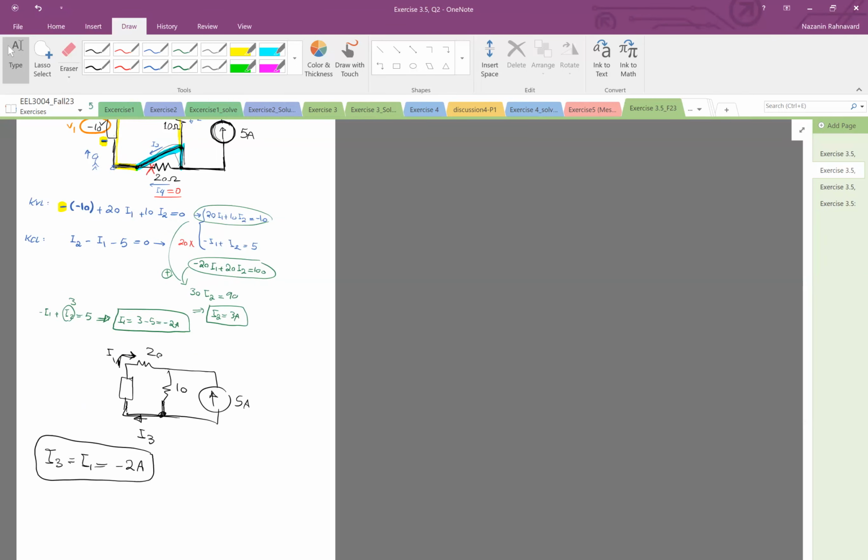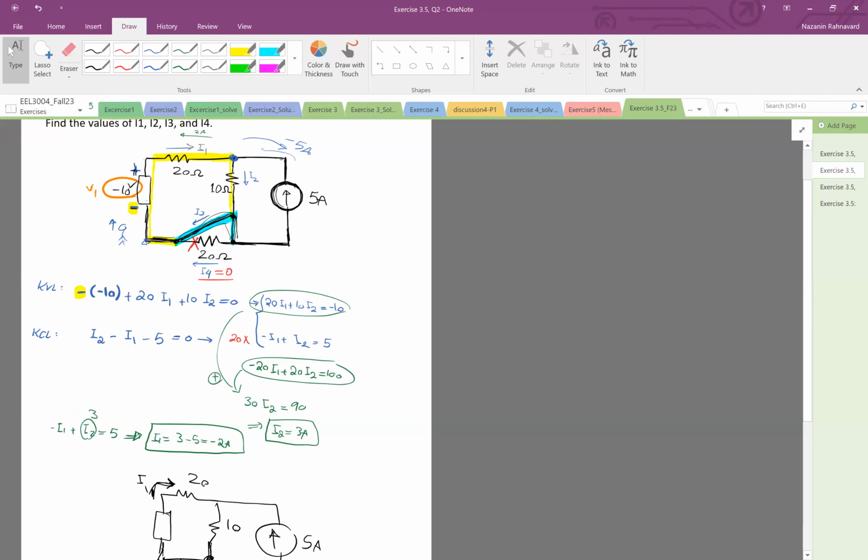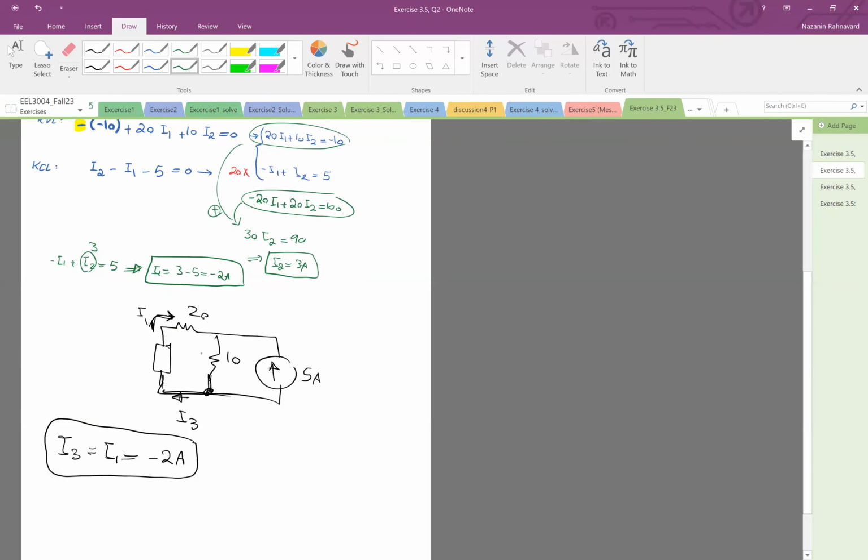Or you could also look at here. I2 was coming to the 10 ohm, so this is still I2, which is 3 amp, and this is 5. If we write a KCL here, you see I3 plus 5 minus 3 equals 0, and I3 would be negative 2. So you can also write the KCL. I put the OR here. Or we can just say that I3 equals I1.